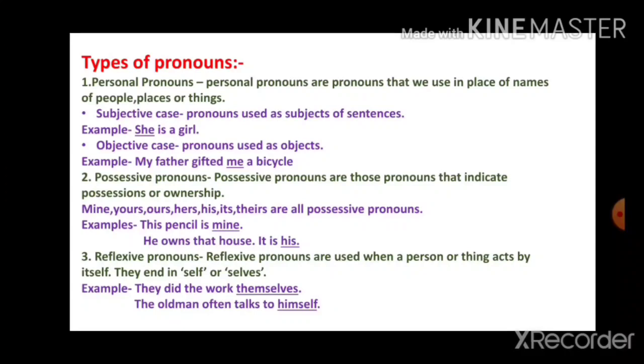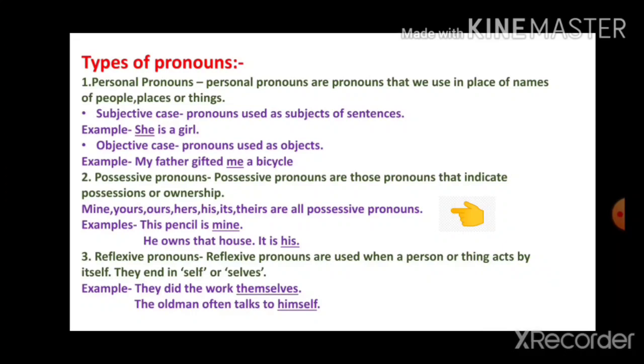Now the second one is possessive pronoun. Possessive pronouns are those pronouns that indicate possessions or ownership. It shows us ownership, whose. In adjectives also you have done this, yes or no? Possessive adjective. The only difference is that in possessive adjectives, the adjectives are my, our, his, her. There will be no s at the end. But in possessive pronouns, there will be s in most of the words, like yours, ours, hers, its, theirs.